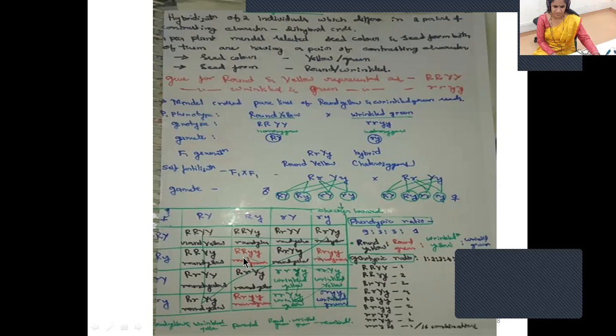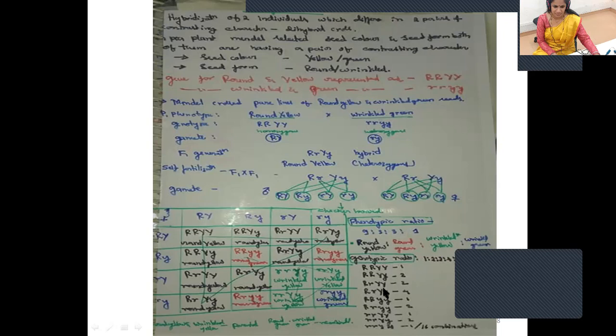And the next one you will get here, this red colored one, is the round green. Okay, and the next one is wrinkled yellow. This is the wrinkled yellow. And the last one is wrinkled green. When you take this phenotypic ratio, that is round yellow, this one, then round green, this red one, then wrinkled yellow, this green one, and the blue one wrinkled green, it comes under 9 is to 3 is to 3 is to 1 ratio.